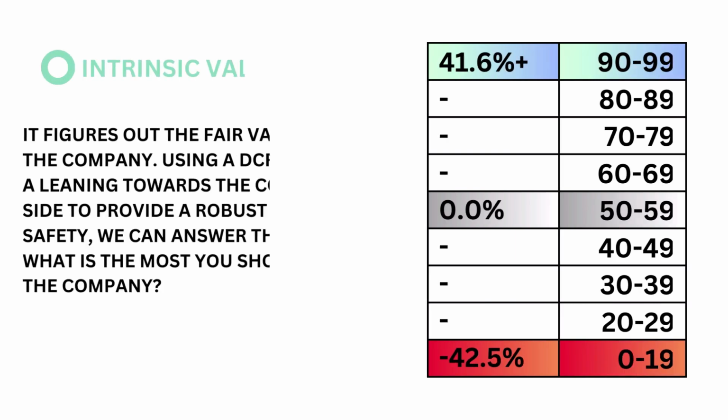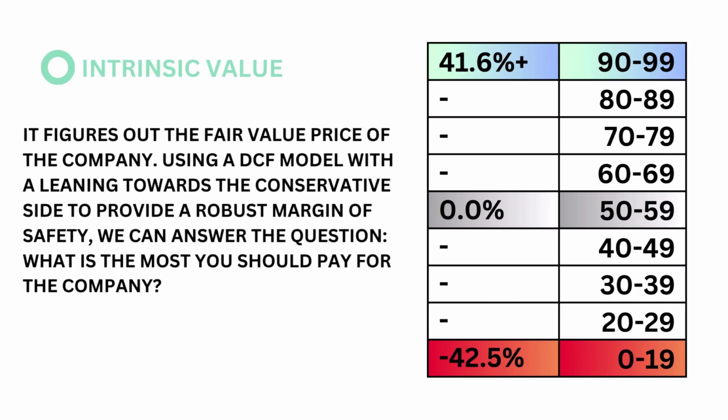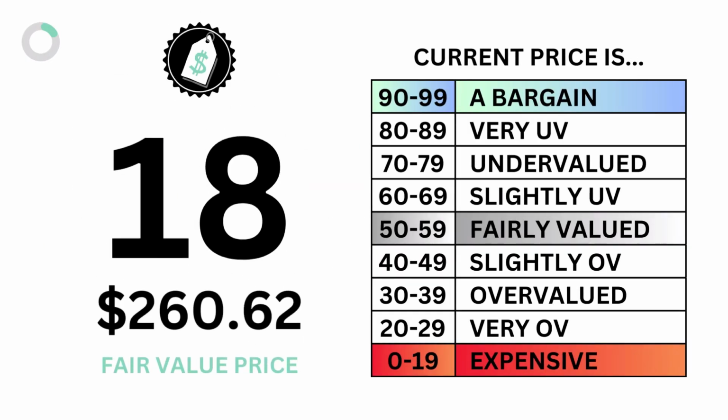The intrinsic value figures out the fair value price of the company using a discounted cash flow model with a leaning towards the conservative side to provide a robust margin of safety. We can answer the question, what is the most you should pay for the company? A stock price higher than the fair value price is considered overvalued. A stock lower than that is considered undervalued. The models tell us that an intrinsic value of 0% is considered fairly valued. Here's our intrinsic value and price grade.